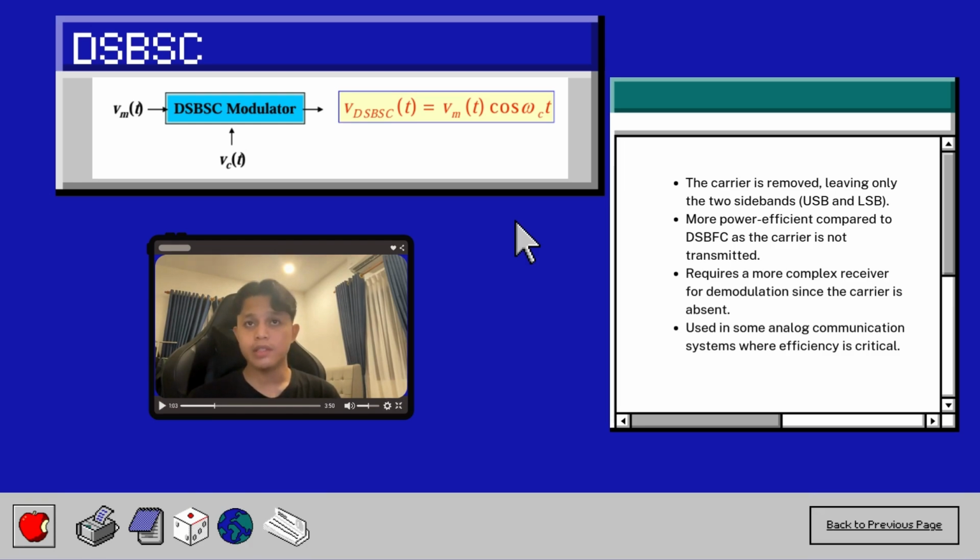The carrier is removed, leaving only the two sidebands, USB and LSB. It is more power efficient compared to the DSBFC, as the carrier is not transmitted. It requires a more complex receiver for demodulation since the carrier is absent. It is used in some analog communication systems where efficiency is critical. You can see that the DSBSC is almost similar but has no carrier.